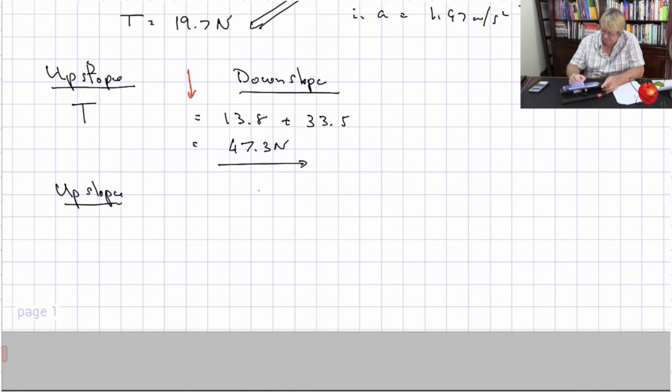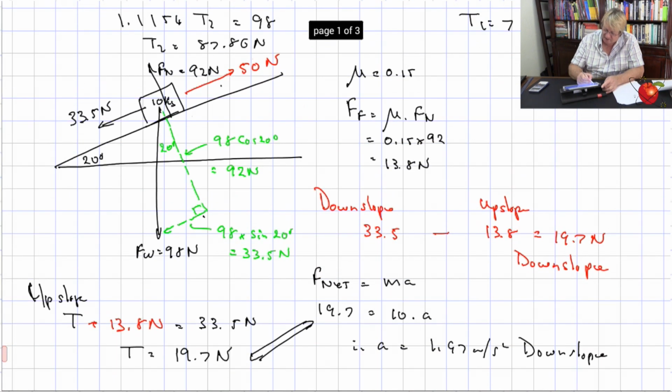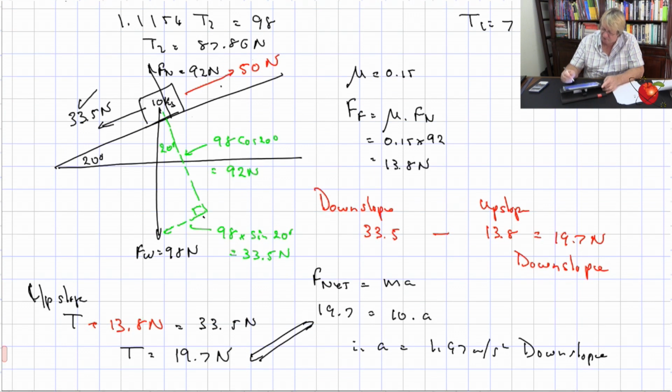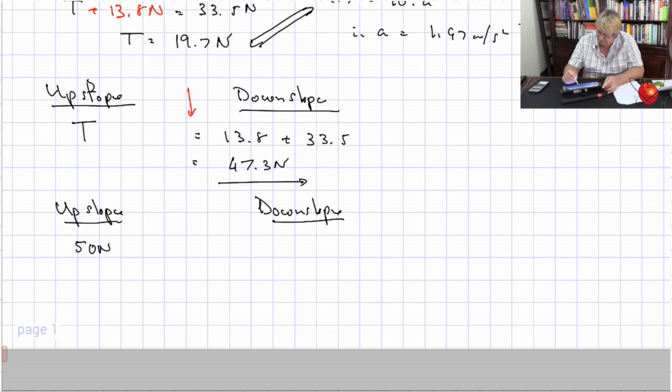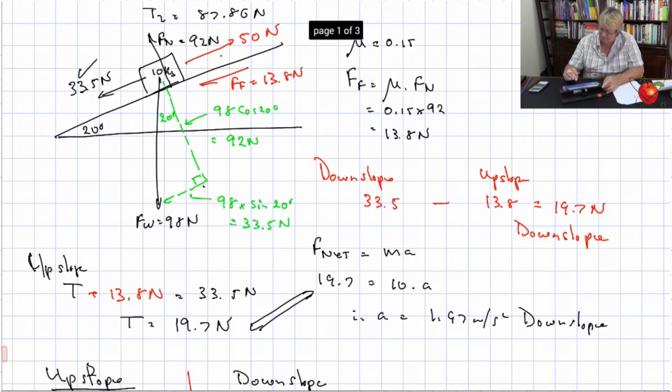Up the slope, down slope. Now, up the slope we said we've got 50 newtons acting. Now let's see what is acting down. Down the slope, we've still got our 33.5, our mass, and let's see, what is friction going to do? Friction is going to act against it, F_f equal to 13.8 newtons. So friction of 13.8 is also down the slope. Let's go and put that in. We've got down the slope 13.8, and we've got our 33.5 newtons, which is the weight acting down the slope.